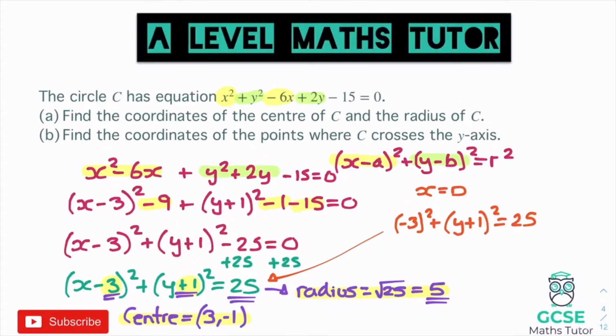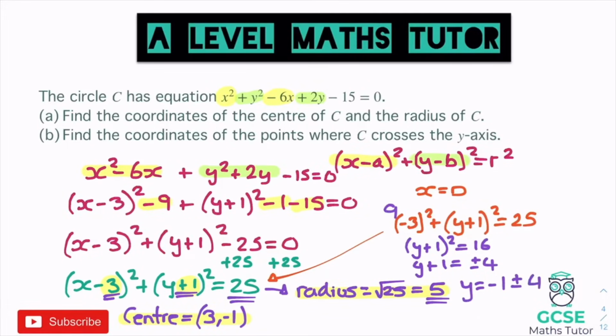So we just need to rearrange this. Now negative 3 squared is 9, so I could just think that that's 9 there. And if I take away 9 from both sides, we get y plus 1 in brackets squared equals 16. Now if I square root both sides, because we want to find out what y is, we get y plus 1 equals plus and minus the square root of 16, so it could be plus and minus 4. And then we just need to take away 1 from both sides, and we get y equals minus 1 plus and minus 4.